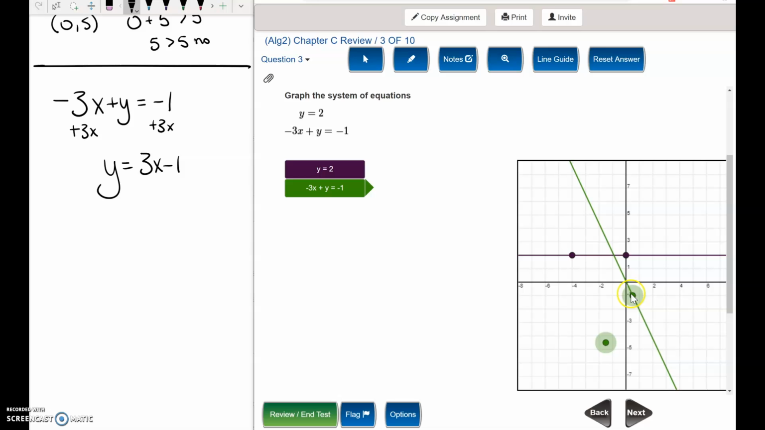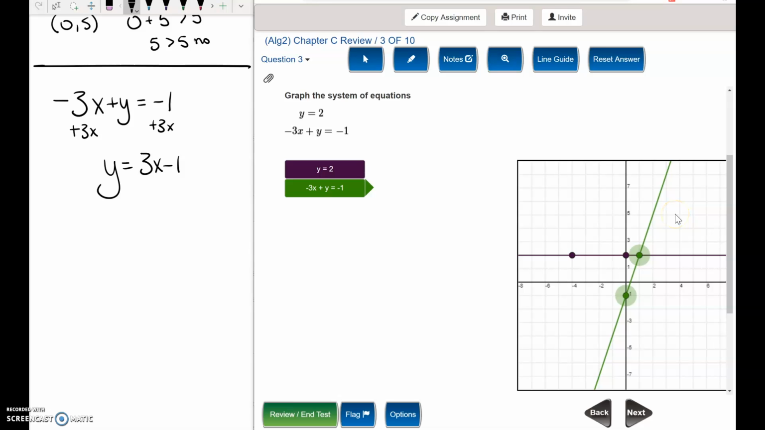And see, these points are kind of funky. I don't know why it's doing this. Hopefully it won't do this on the test. But you put one of the points at the y-intercept, -1. The other point, you're going to use a slope of 3. So up 3 over 1, and that forms that line.